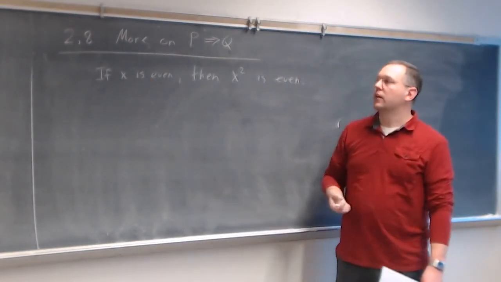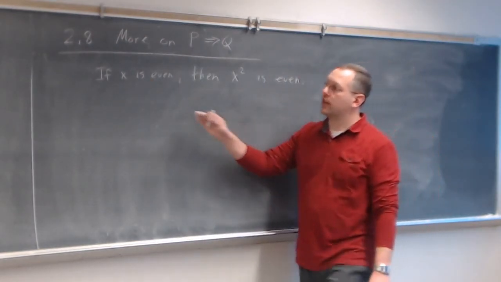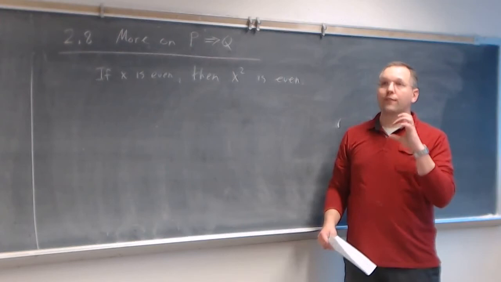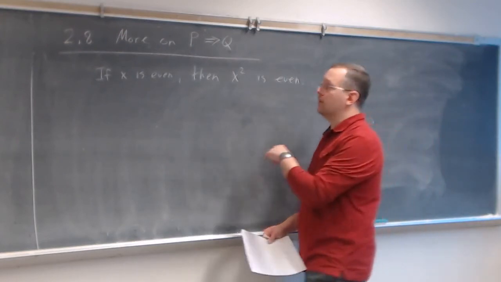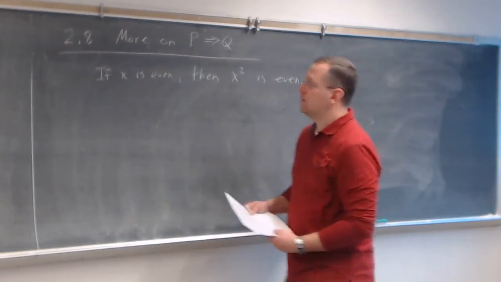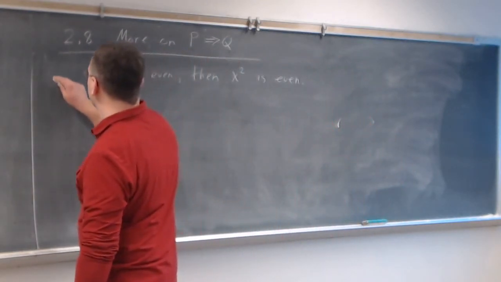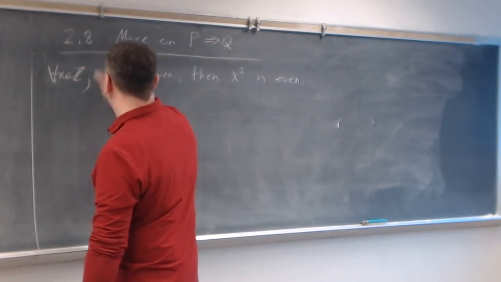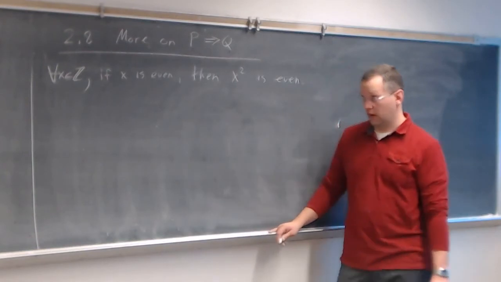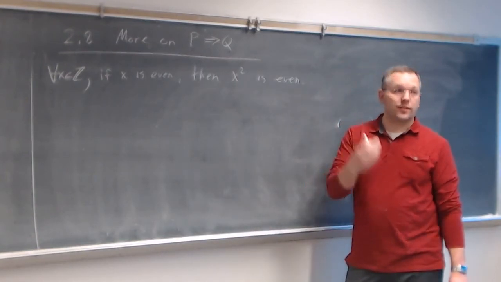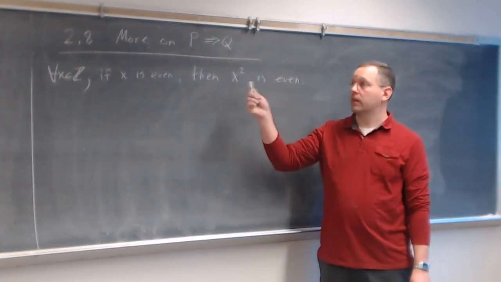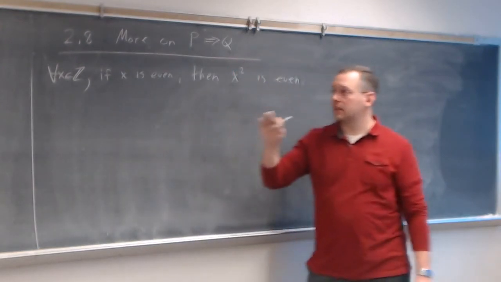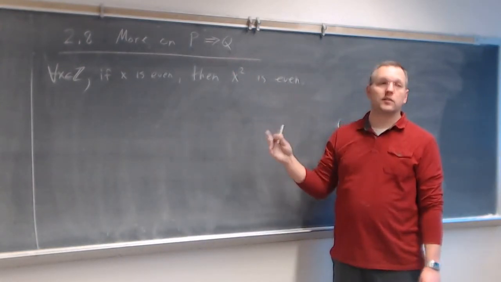So really, when you say if x is even, then x squared is even, you really mean for every integer x, if x is even, then x squared is even. So oftentimes when there's a theorem or a statement we're about to prove that's a conditional P implies Q statement, it's really a universal statement about all elements of your set.